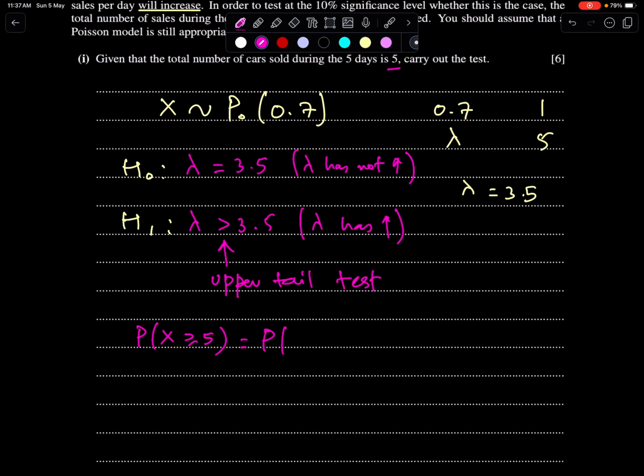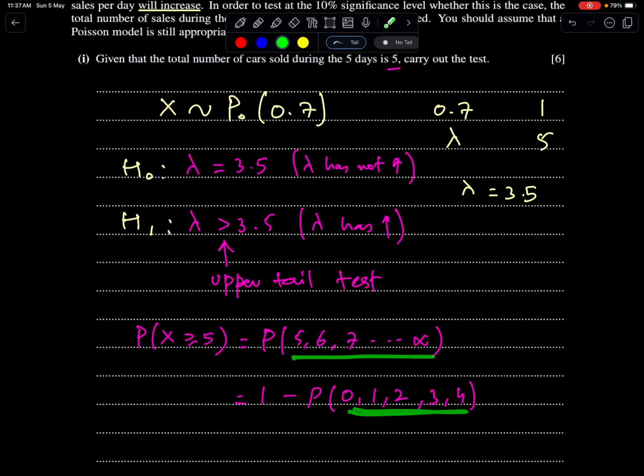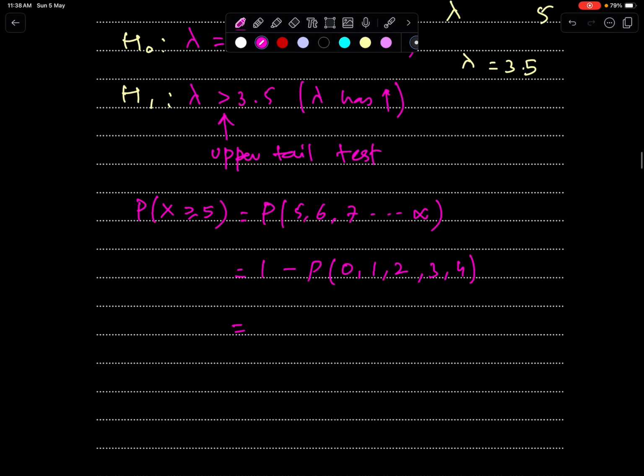So we need the probability of 5, 6, 7 till infinity. And you all know in Poisson we do this in this way: 0, 1, 2, 3, 4. The numbers which are not in this list, we write here. So 0 to 4 inclusive. So 1 minus e power minus 3.5 times: for 0 write 1, for 1 write 3.5, for 2 write 3.5 power 2 over 2 factorial, then 3.5 cube over 3 factorial, and then 3.5 power 4 over 4 factorial.